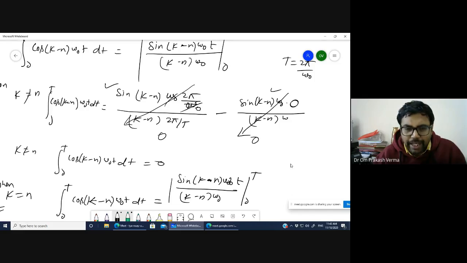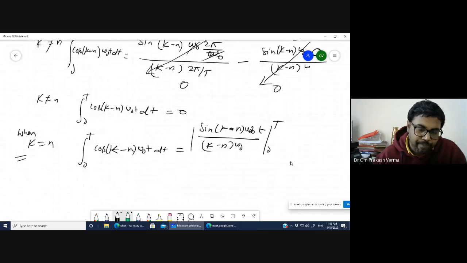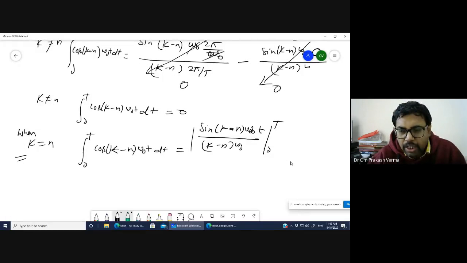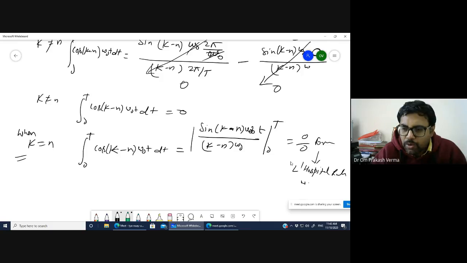क्योंकि k is the parameter which makes this expression 0 by 0 form, right? When k is equal to n, then it becomes n minus n, 0; n minus n, 0. So it becomes 0 by 0 form. Therefore, we are applying L'Hospital rule with respect to k, right?